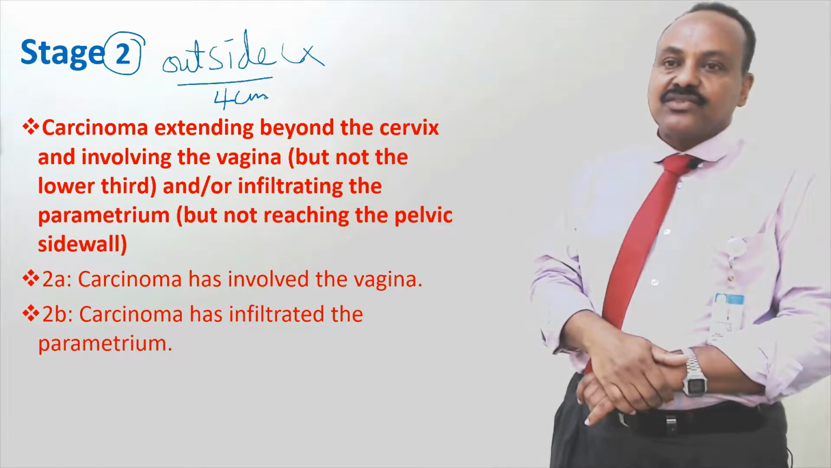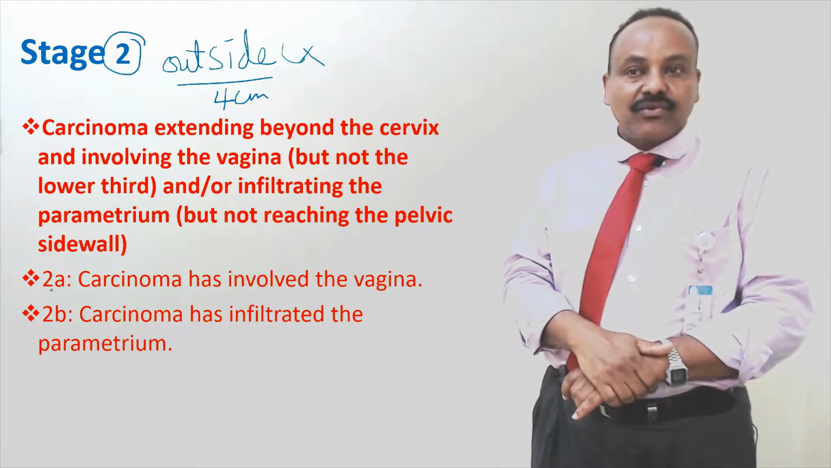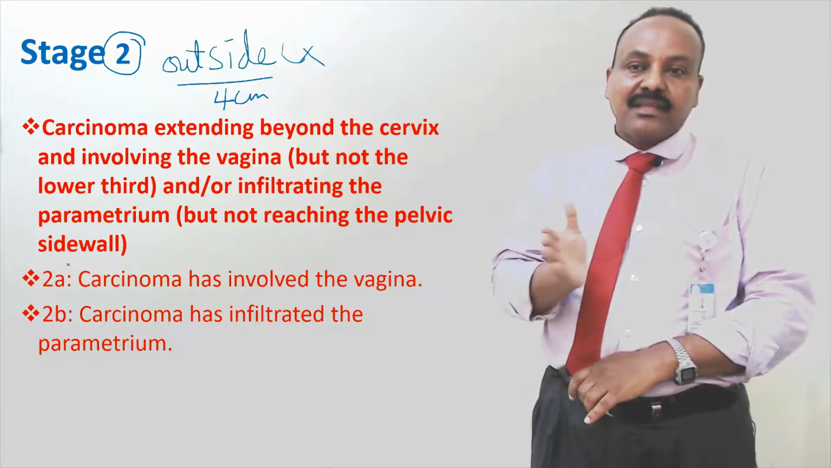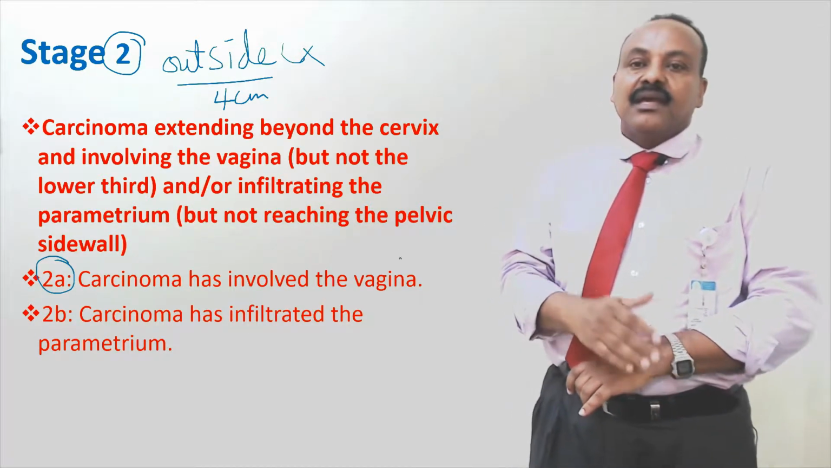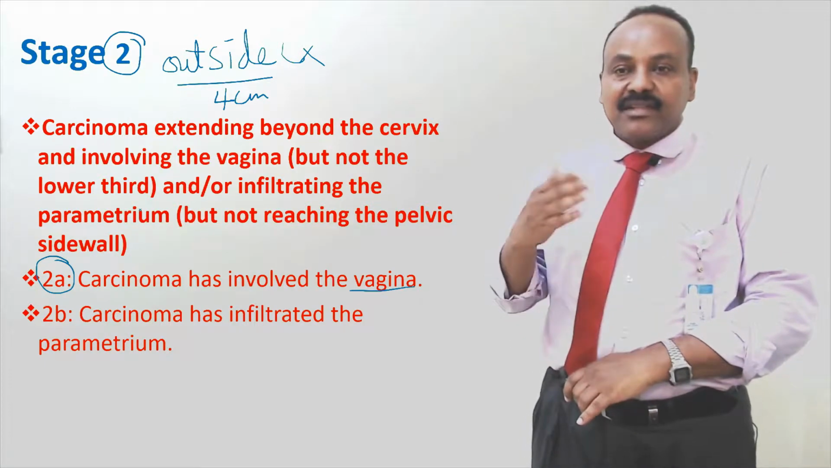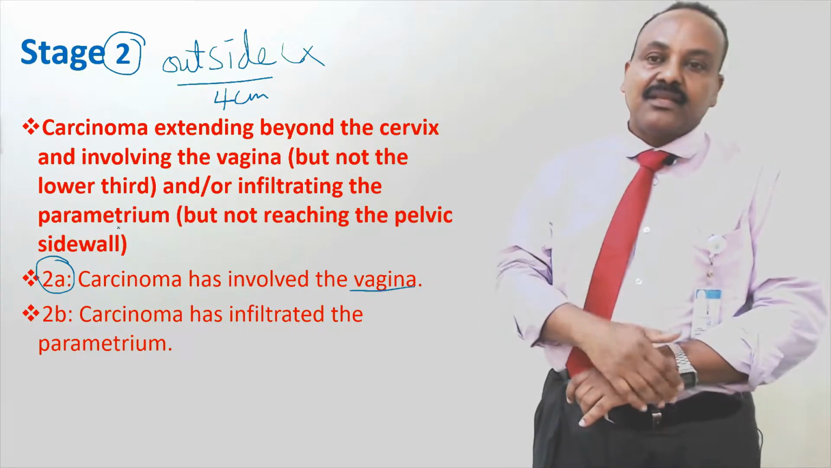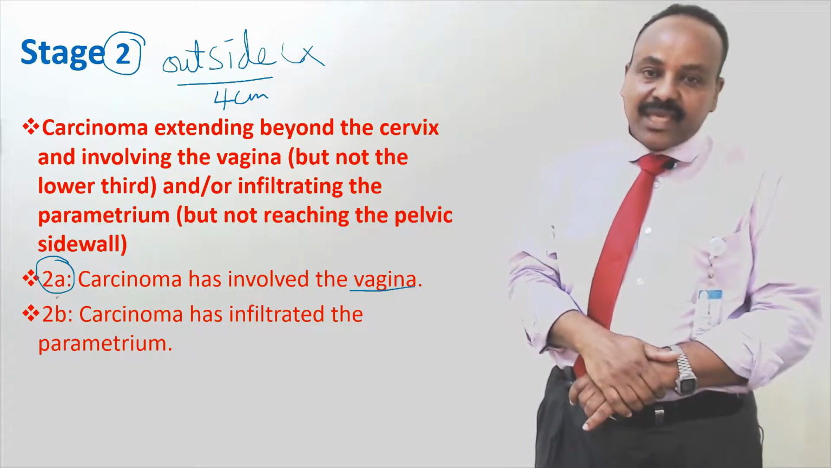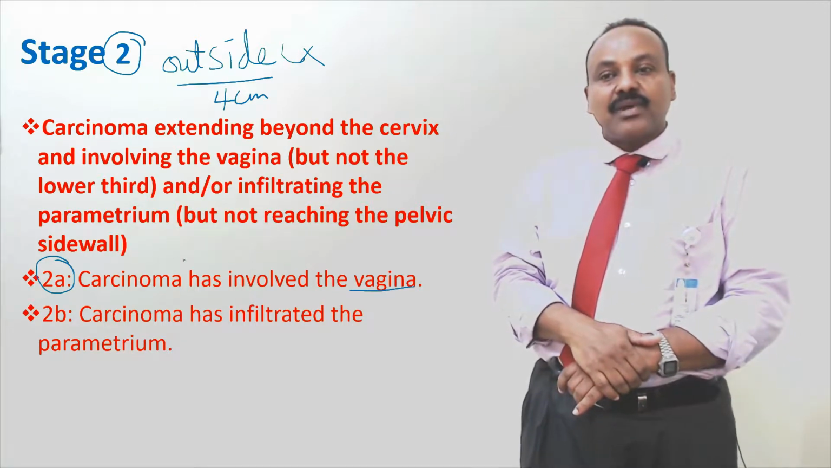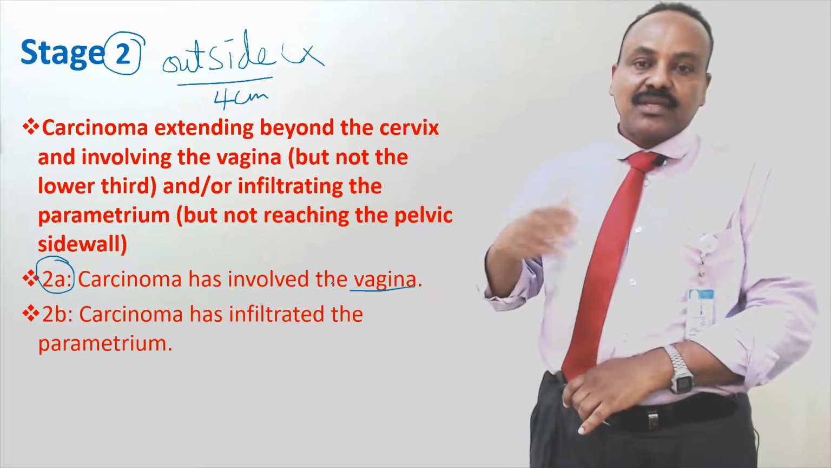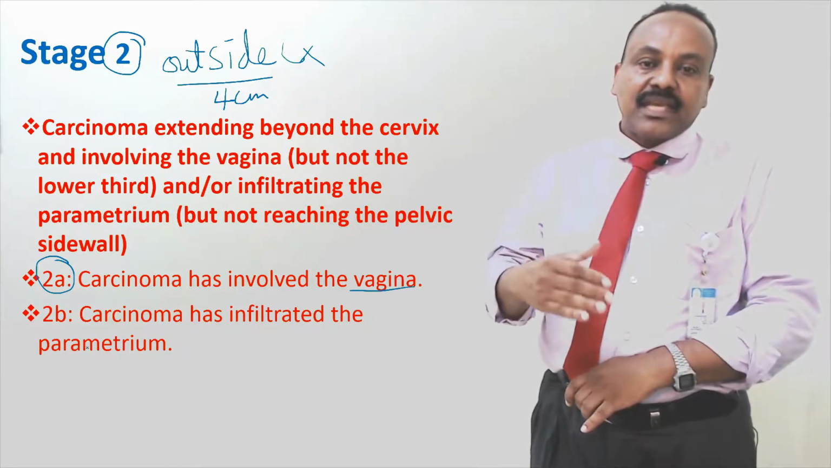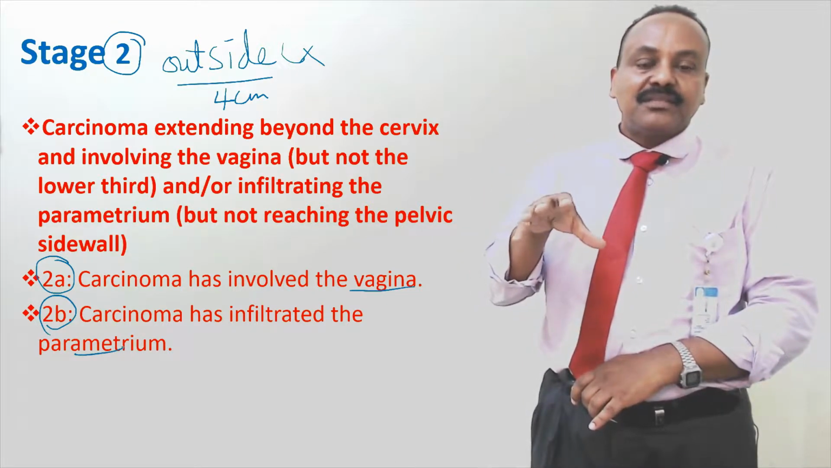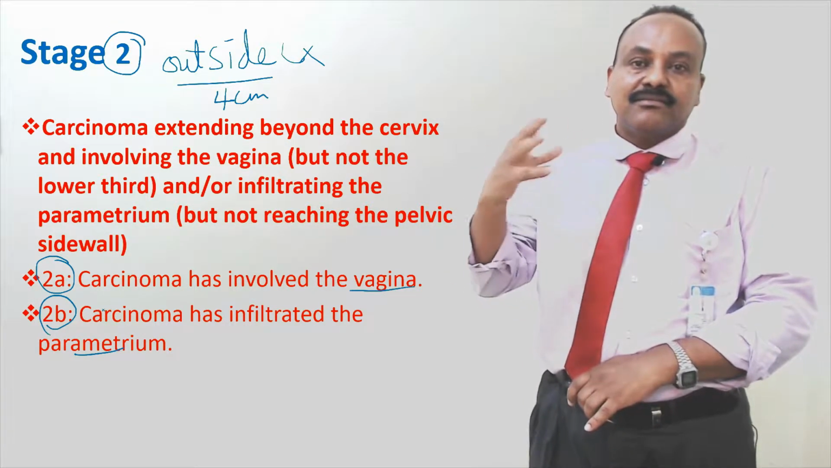Stage 2 is carcinoma extending beyond the cervix and involving the vagina, but not the lower third. It is only involving the upper two-thirds. And in the upper two-thirds, it either infiltrates the parametrium or is still inside the vagina. So stage 2 is also divided into two stages, 2A and 2B. In 2A, carcinoma has involved the vagina only, not extending to the parametrium. In stage 2B, carcinoma has infiltrated the parametrium. The parametrium is the tissue around the vagina.